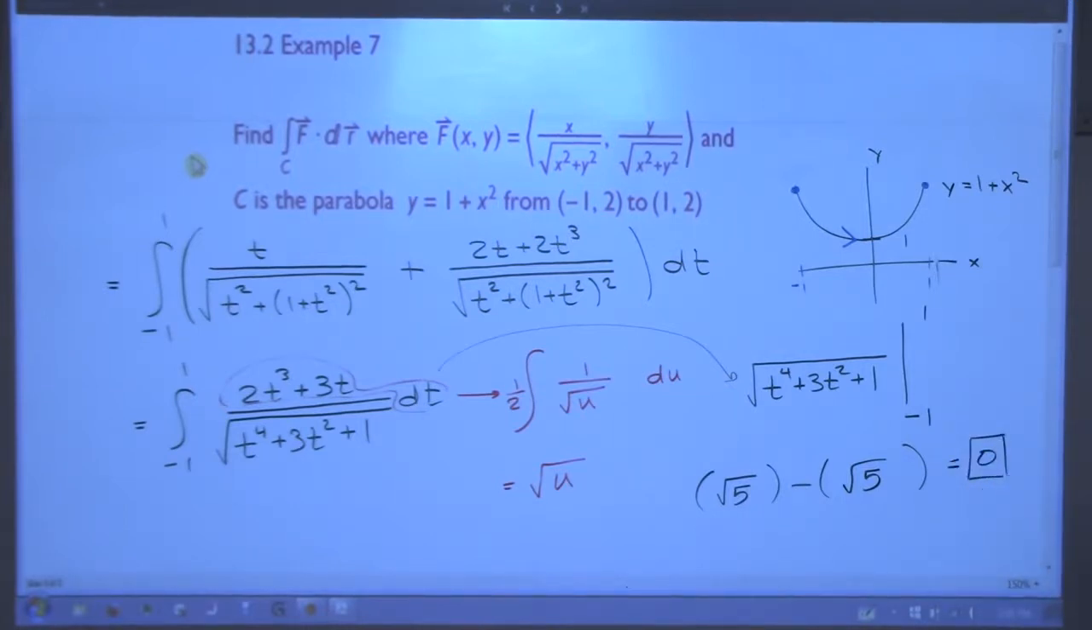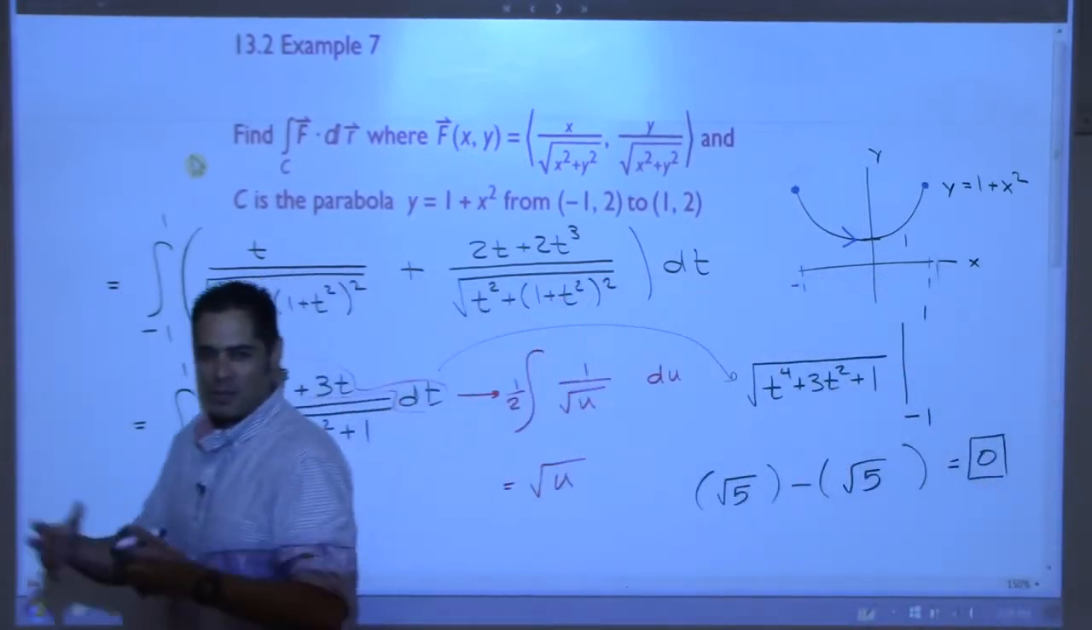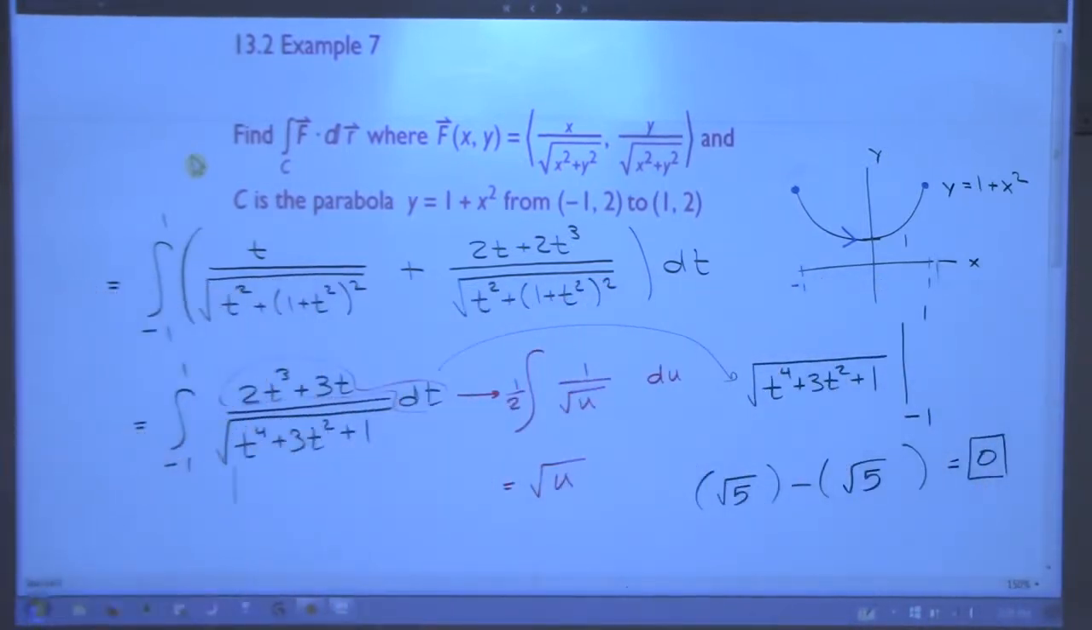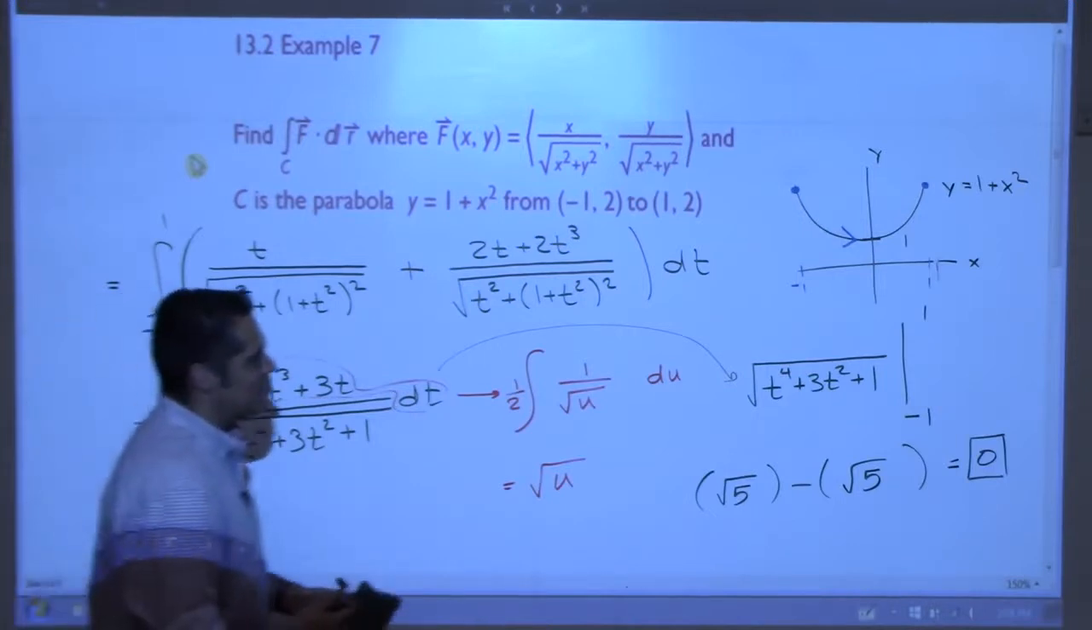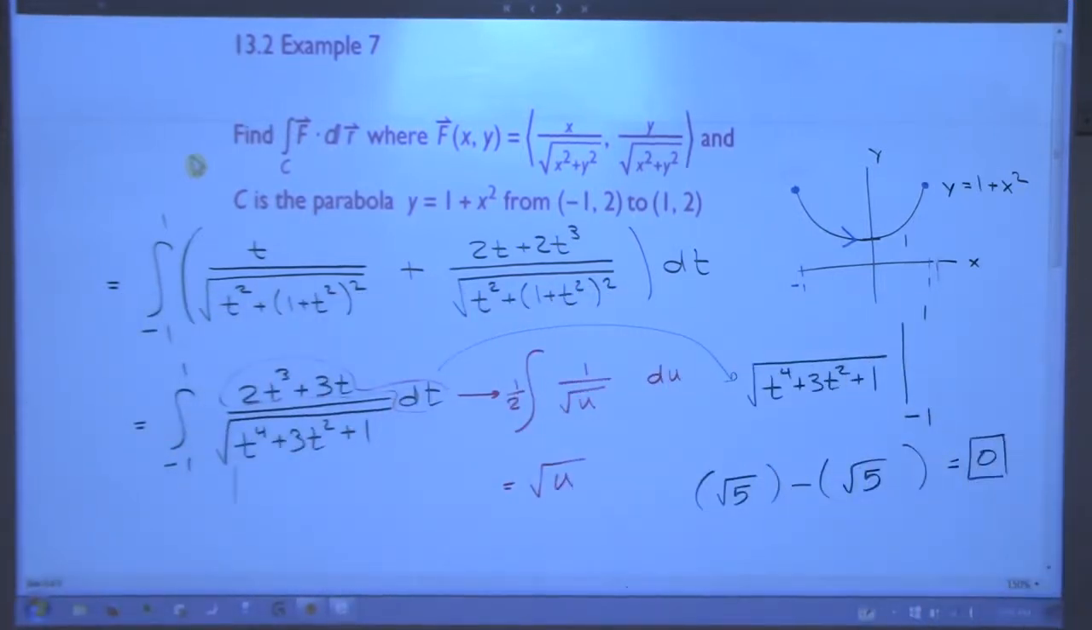So what is the conclusion? Given any vector field over any curve, the work is always 0? No. Again, it's just to make this problem work out pretty nice. If you were to change the curve again and only do half the parabola, go from 0 to 1 instead, your answer would have been root 5. If you want to include more of the parabola, your answer is going to vary, right?